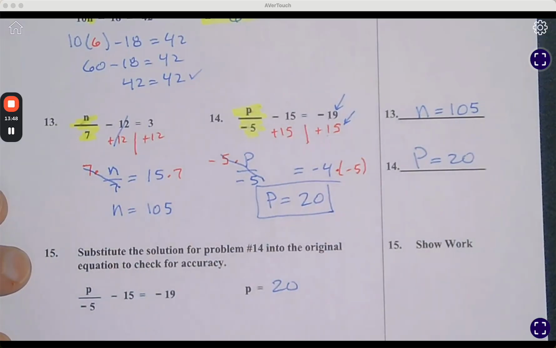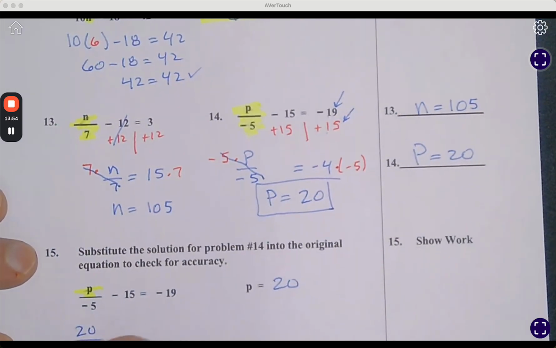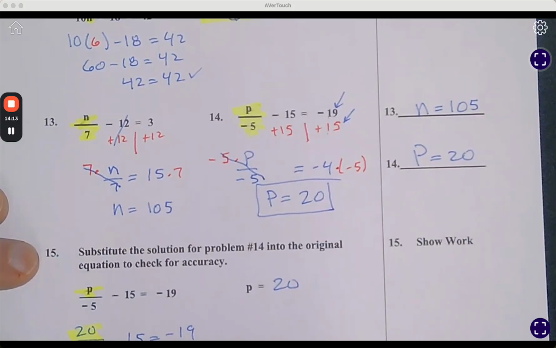Okay, I'm going to take this variable out and evaluate it for a p-value of 20. So I'm going to go like that. I wish I would have done that in red, but that's all right. Minus 15 equals negative 19. Okay, simplify the left-hand side, so that term needs to be simplified. Positive divided by a negative is a negative. 20 divided by 5 is 4. Cannot simplify the right-hand side, so I'm not going to.